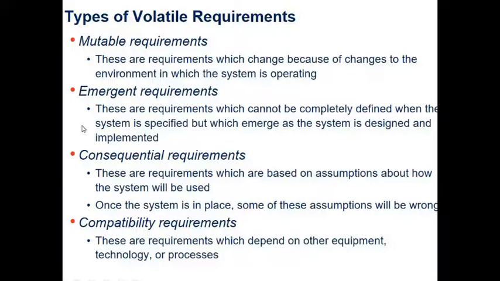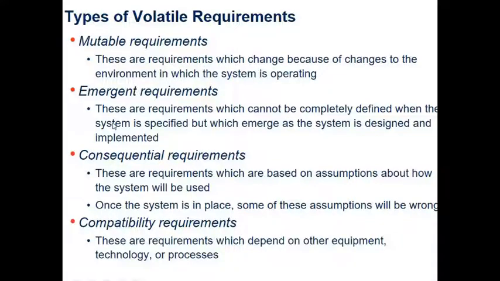There are these types of volatile requirements: mutable requirements, emergent, consequential, and compatibility requirements. Right, so mutable requirements are what? These are requirements which change because of changes to the environment in which the system is operating. Okay. So requirements that change because of some changes in the environment for the system, those are mutable requirements.